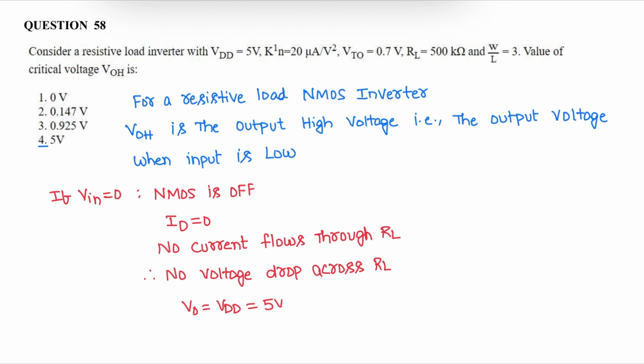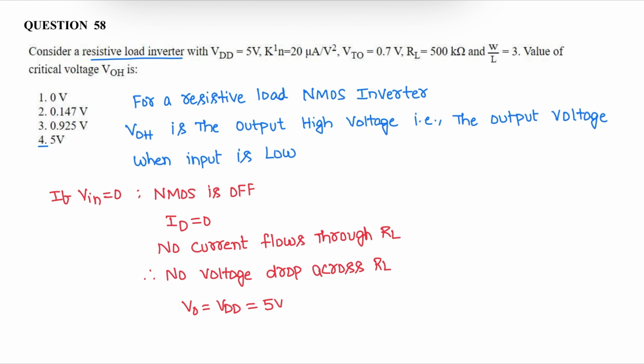Question number 58. Consider a resistive load inverter with VDD 5 volts, K dash 20 microampere per volt square, VTO 0.7 volts, RL 500 kilo ohms, W by L ratio 3. The value of critical voltage VOH.